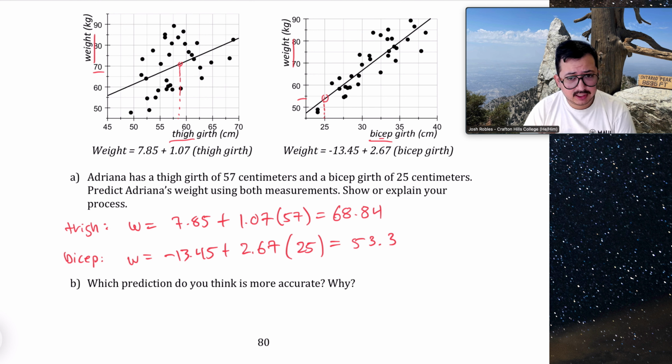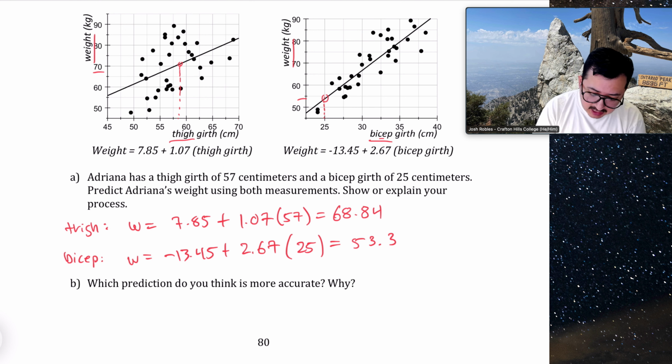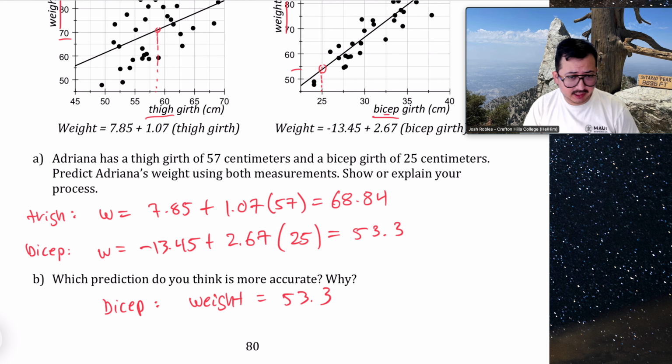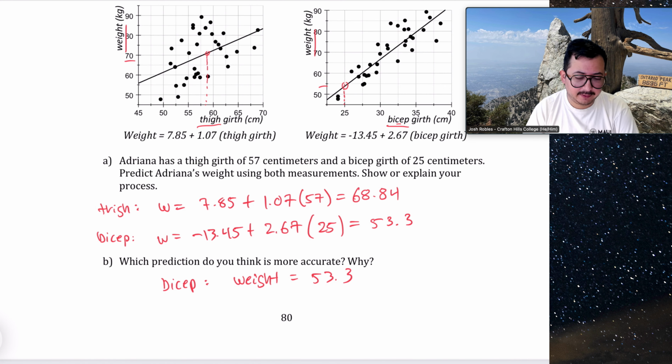We can do that by which has the stronger correlation, and that would be the bicep one. The bicep points look a lot closer to the line and have a stronger pattern. So the bicep one, the weight using the bicep, so the weight is going to be 53.3. So the other one we essentially ignore and say the bicep calculation is more accurate here. Why? It had a stronger correlation.